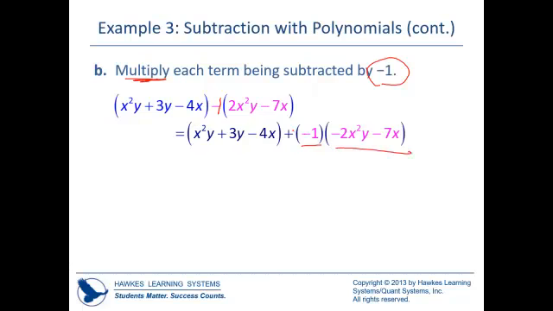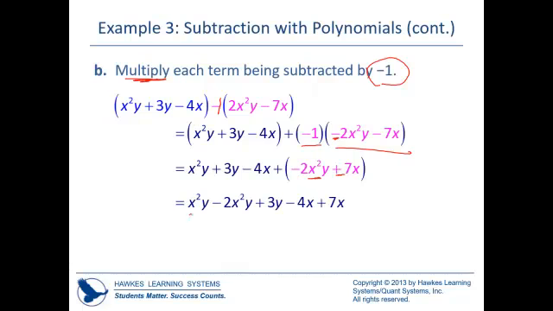And so negative 1 times 2x squared y would be a negative 2x squared y. Alright? And then negative 1 times a negative 7x would give me a positive 7x. And so now I can combine terms just like we did before and come out with the same answer.